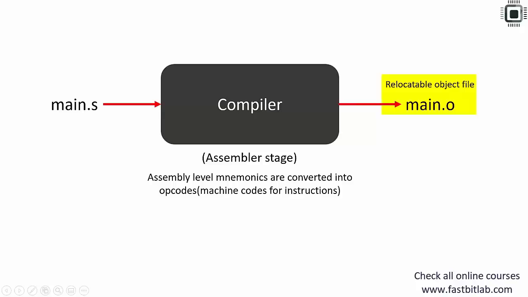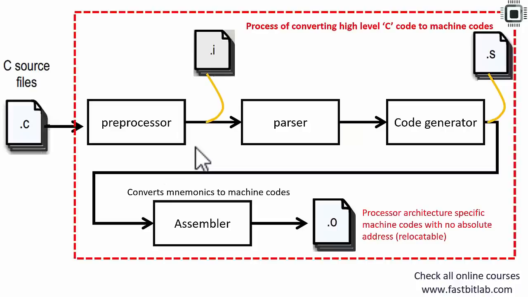I'll explain what exactly I mean by relocatable later. This is the whole process. In our case, we have two source files, isn't it? main.c and ld.c, which will undergo pre-processing and after that parsing, where some checks will be carried out for the C syntax. After that, it goes into the code generation unit of the compiler. The output will be a .s file. And in the assembler stage, the assembler converts the .s file, that is assembly level mnemonics, into machine codes. It generates the output file .o.